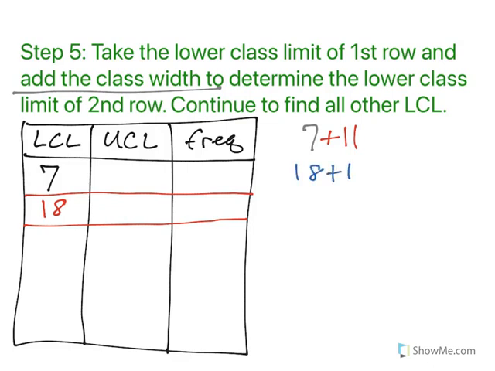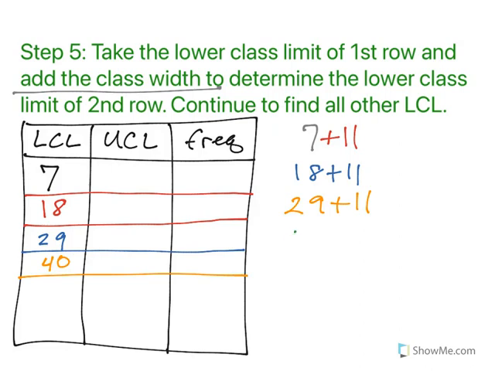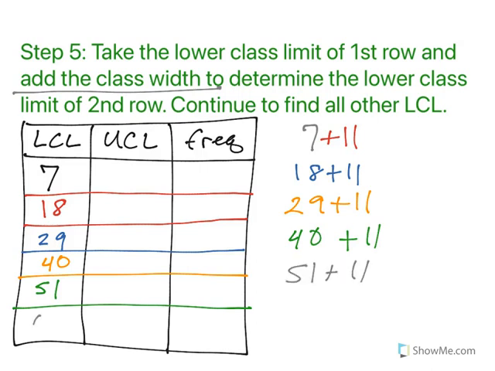We continue to find the other lower class limits. So then I would take 18 plus 11, and I would get 29. And then I would take 29 plus 11, and we get 40. And then 40 plus 11, and I get 51. And then 51 plus 11, and we get 62. So that is how we find our lower class limits. We just keep adding our class width.